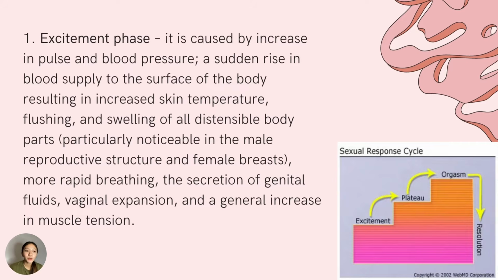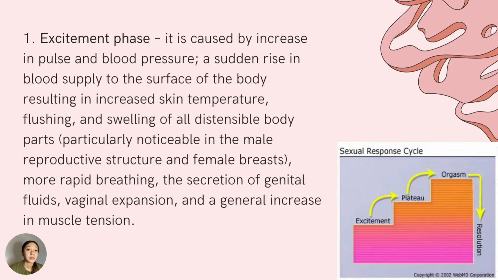Okay. So, the first cycle is the excitement phase. There are four sexual response phases. First is the excitement phase. Next is the plateau phase, the orgasm, and the resolution. So, we will discuss first the excitement phase.